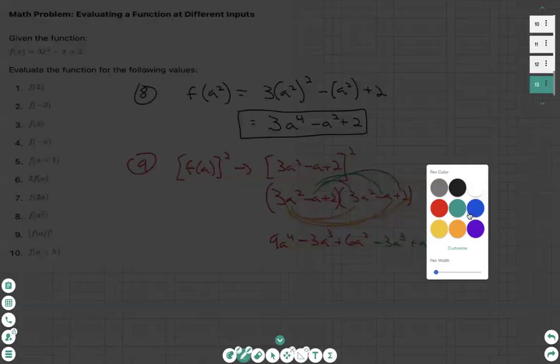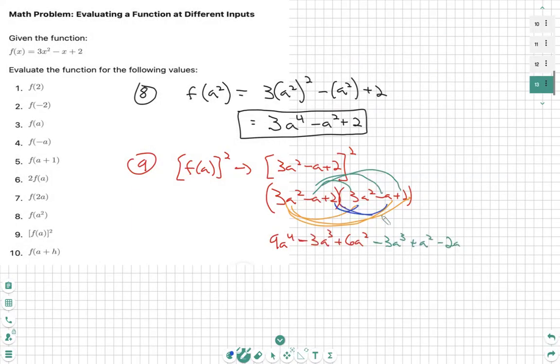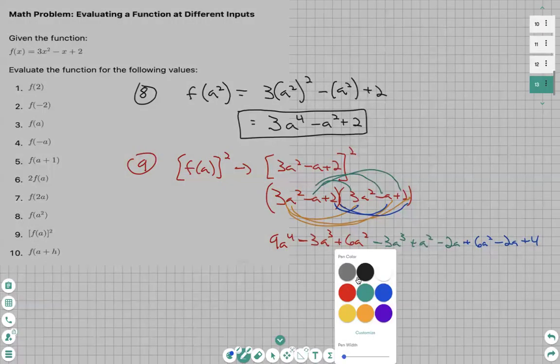Then we have to distribute the last term 3 times. We get 2 times 3a squared is 6a squared. 2 times negative a is negative 2a. 2 times 2 is plus 4. That is that. And now we have to combine like terms.